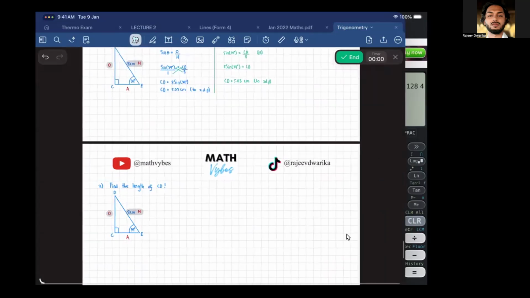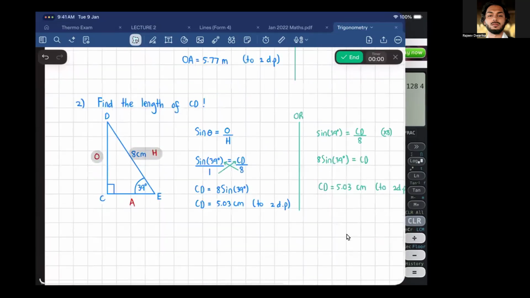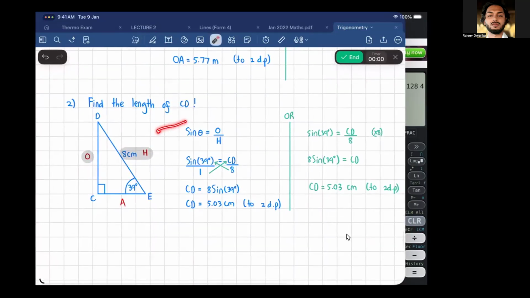Wait, Simran, how come you drew the diagram like this? Kind of confused by that. Oh no, I didn't draw the triangle. I just did the work again.